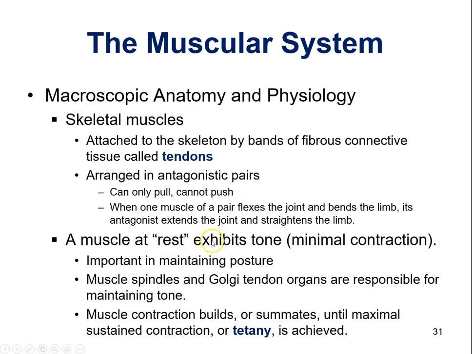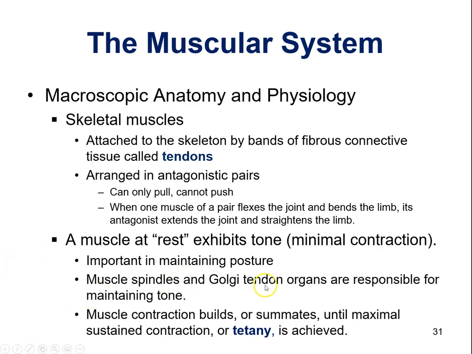A muscle at rest will exhibit tone, meaning minimal contraction. So you can think about your muscles as never being completely relaxed, otherwise you would have no posture or structure at all. There's always a minimal amount of contraction that we call tone, okay? And as I said, it's important in maintaining posture. If you think about your spine, there's lots of little muscles that support that spine. If those muscles were able to be completely relaxed, you would slump over, right? So there always has to be this maintenance of tone, okay?